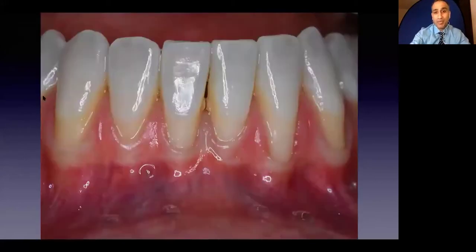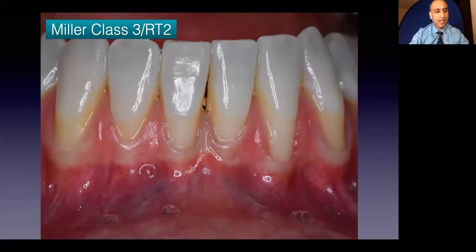Let's look at a case where we've got multiple adjacent gingival recessions. This young lady, she's about 31 years old when she came to me. You can see how thin her keratinized tissue is here, and you can see the vestibulum depth is pretty shallow. There's a prominent frenum here, a loss of interproximal tissue. So I diagnosed this as a Miller class 3 RT2 recession.